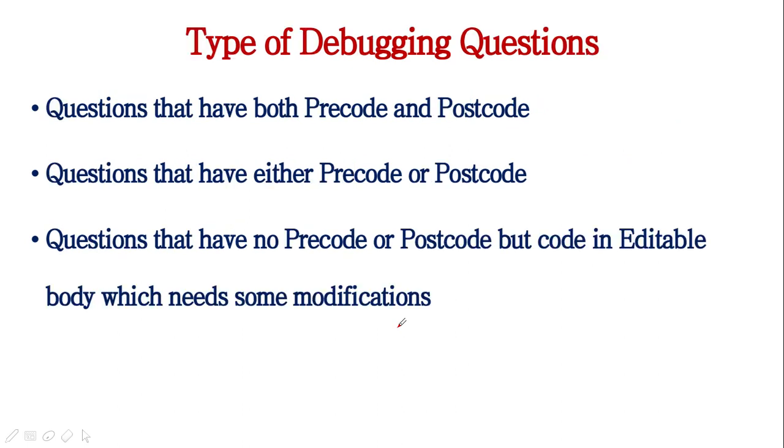The types of debugging questions supported in vPrepal can contain one section of pre-code and one section of post-code, with an editable body in between. We can also have questions that have either pre-code or post-code, where they have to add some lines or make some changes in the editable code. The other type of question has no pre-code or post-code, but code is given in the editable body, and they have to make some modifications so that they can execute the code and get the output.